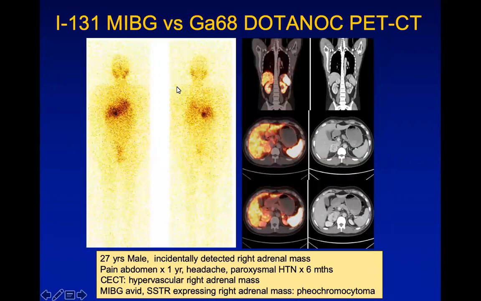The newer tracer, because I-131 MIBG is not easily available, and you can see the scan quality is not very good. Now we have the PET tracer, that is gallium-68 DOTA-NOC or DOTA-TATE, which we use. So here you have a right adrenal mass, which shows high pickup with the gallium DOTA-TATE. This is the DOTA-NOC uptake in the adrenal mass.